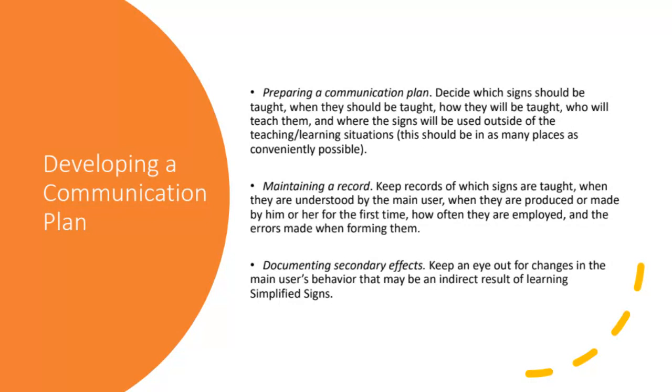Keep a record so you know which one, and as it says, errors made. If it's something they learn, that's fine. If it's something that is their sign for something, you can leave it that way.